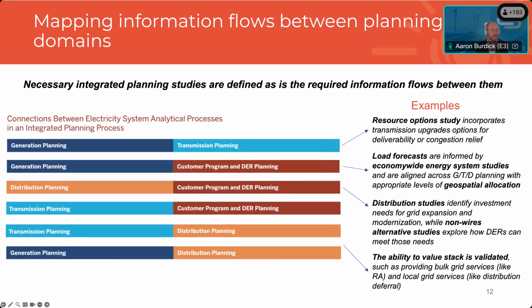In the paper, we have a multi-page table that goes into each of those data flows in more detail, focusing on the connections between each of the planning processes. So I've already talked through some of these examples called out here. A more expansive resource option study, geospatial allocation of load forecasts informed by energy system modeling, and so on. So I invite folks to dig into those tables. There's a lot of great material there, and we got a lot of great input from the task force to inform this.